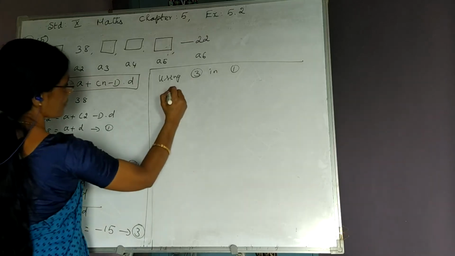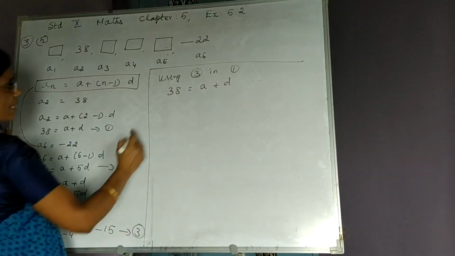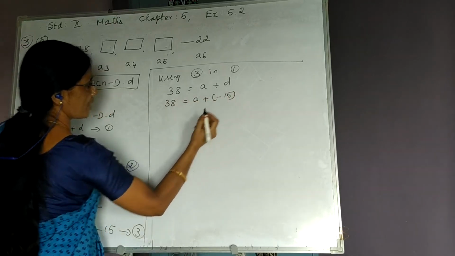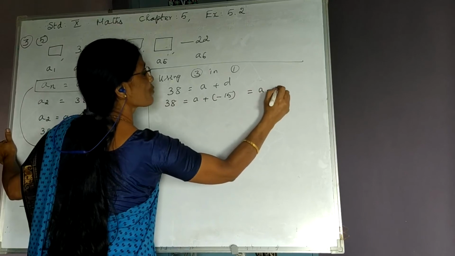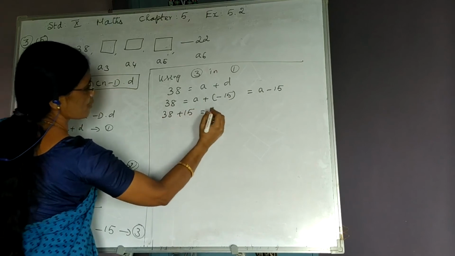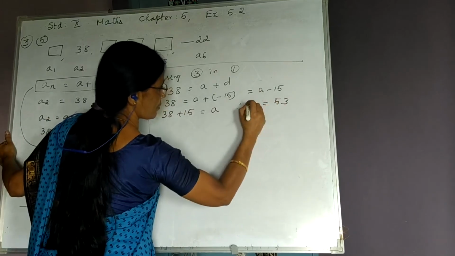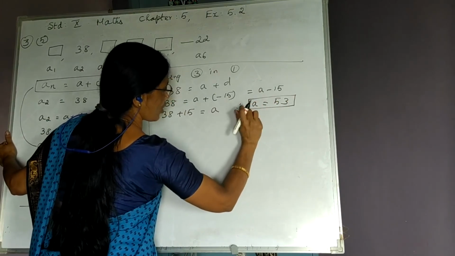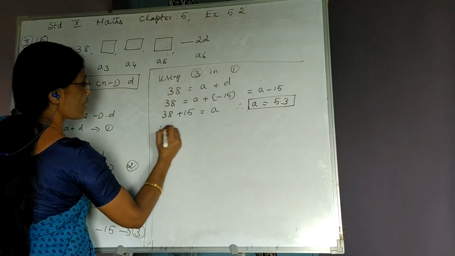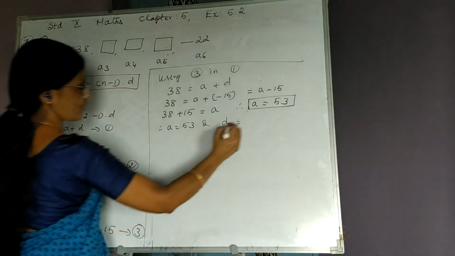The first equation is 38 equal to A plus D. D value is minus 15. So 38 equal to A plus minus 15, which is equal to A minus 15. 15 comes here as plus 15. So 38 plus 15 is equal to A. Therefore, A is 53. In the third topic we had studied the elimination method. The same thing we have used here. So we got A is equal to 53 and D is equal to minus 15.